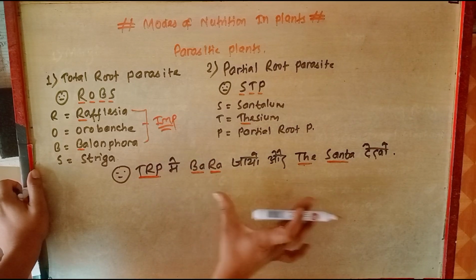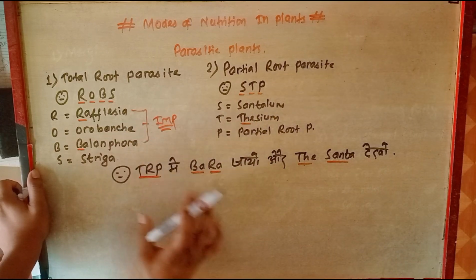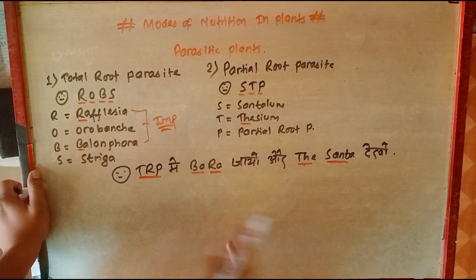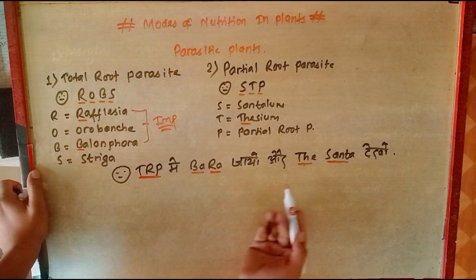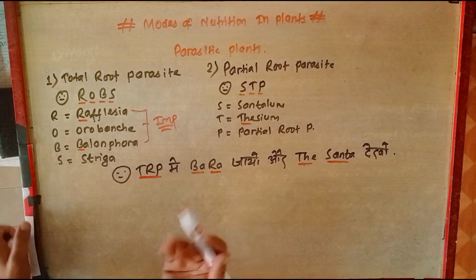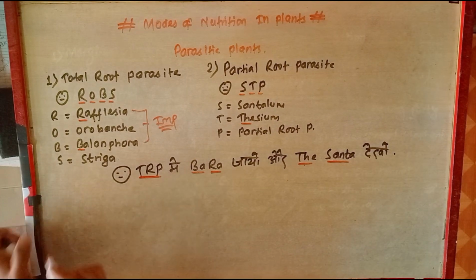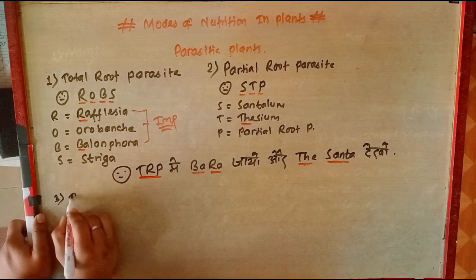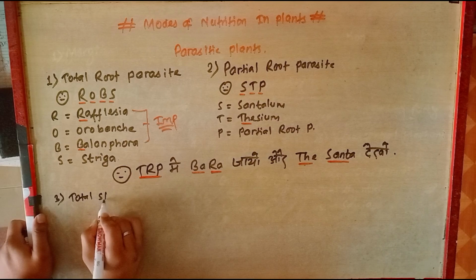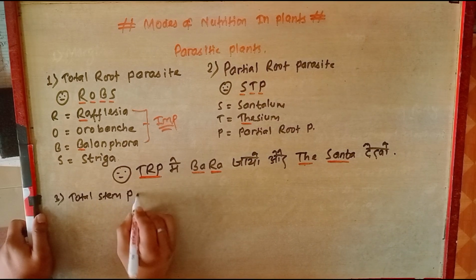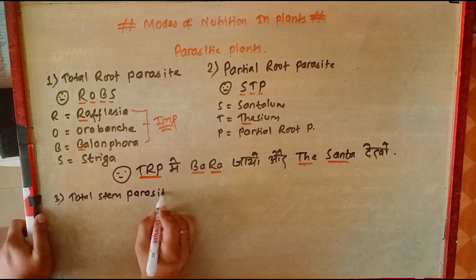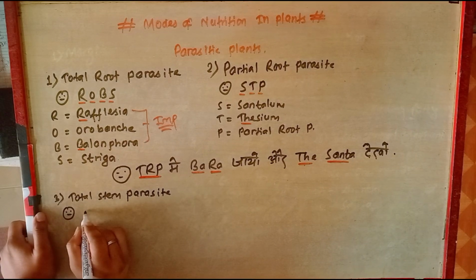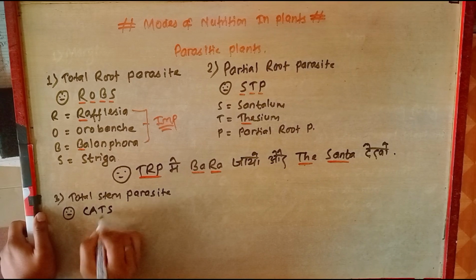So you can remember any of these tricks. If you find it easy, remember ROBS or STP, or you can remember ट्रिप में 12 जाओ और द सांता देखो. And now let's move into the stem parasite. So in stem parasite, first I will discuss total stem parasite. For total stem parasite, the trick is CATS, cats.